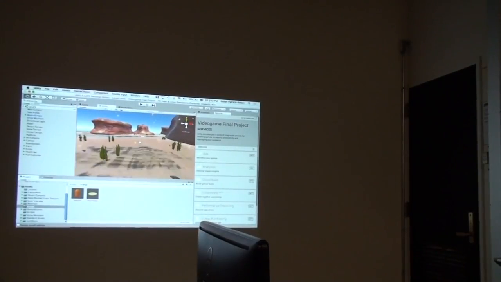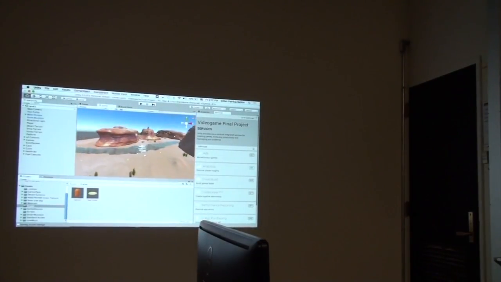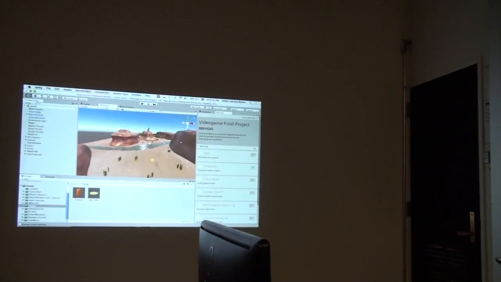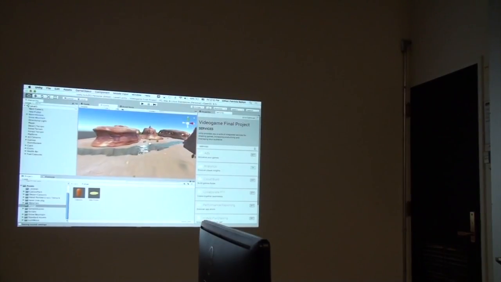You can't really tell because of the way we have it, but there's actually water everywhere in this world, and if you dig deep enough, you will get a pool. So I can show you that. It's like real life or something. Digging and there's water. So let's see.